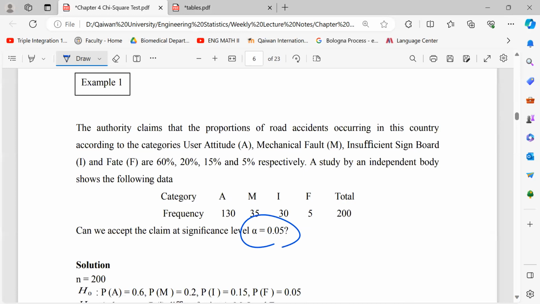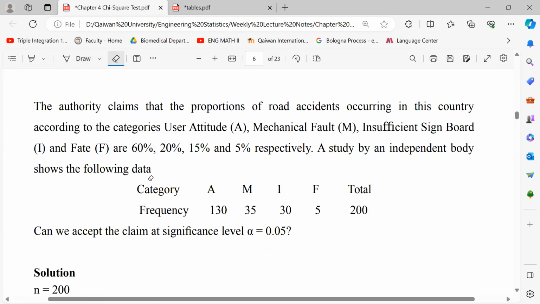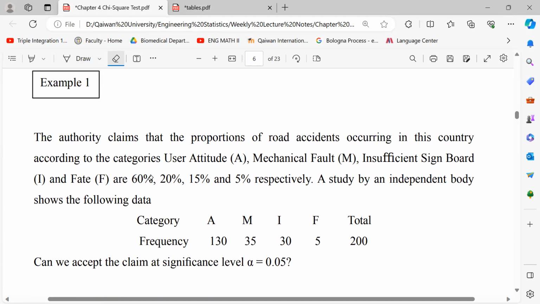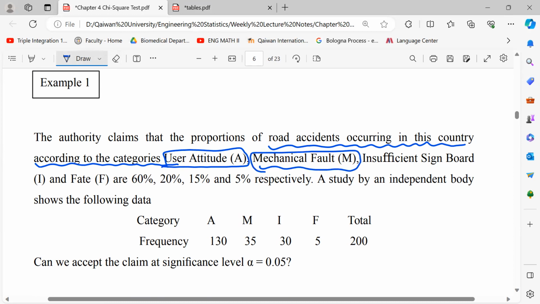Look at this example. Here we have another example. It says the authority claims that the proportions of road accidents occurring in this country according to the categories. We have these categories, okay? User attitude, mechanical fault, insufficient signboard, it's 3, and fate is 4. We have these 4 categories, means we have only these 4 outcomes.